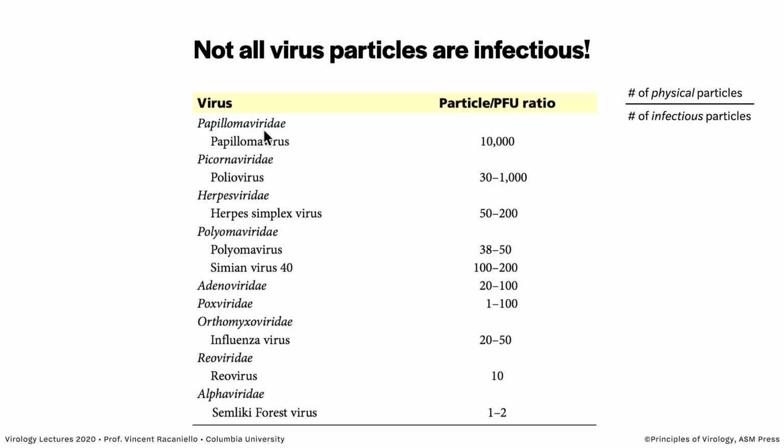So here the ratio for these viruses, papillomaviruses, is 10,000. So that means only 1 in 10,000 particles made by a cell is infectious. For other viruses, it's close to 1. Almost every particle made in a cell is infectious, and other viruses are in between. It's very important to consider this because if you're doing experiments and, say, looking in cells in an electron microscope, you don't know if what you're looking at is actually representative of what is infecting the cell.